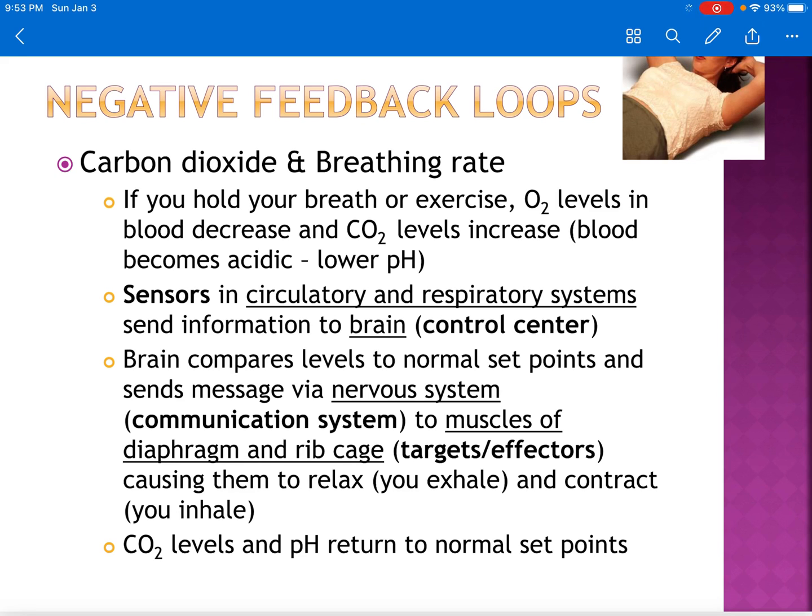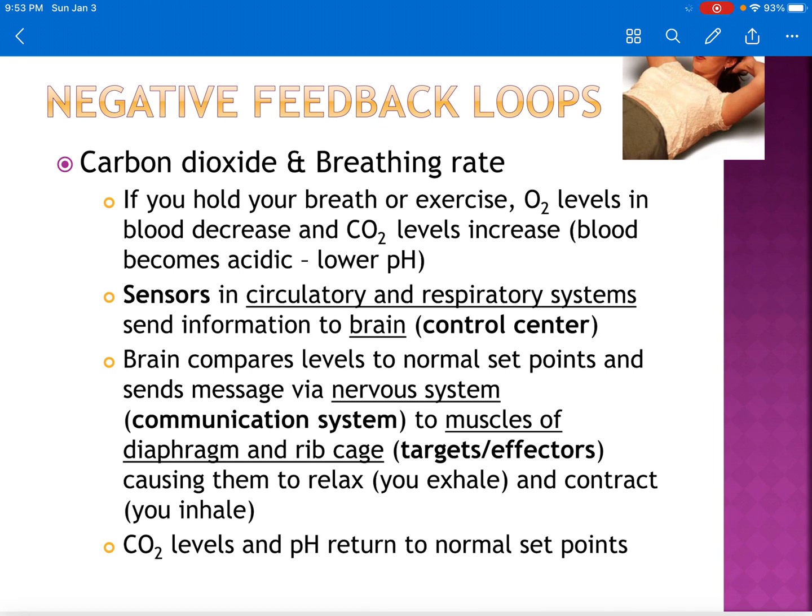Well, when your carbon dioxide levels in your blood increase, they actually cause your blood to become acidic. And remember, our blood is supposed to have that normal set point of right around 7.4 or so, so it's slightly basic. And so in this case, your pH would drop below the set point. So sensors in your blood vessels, in your circulatory system and in your respiratory system, would detect that your blood's too acidic, that you have too much CO2 in your blood, and they're going to send that message to your brain, to your control center.